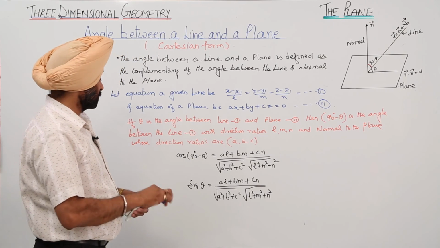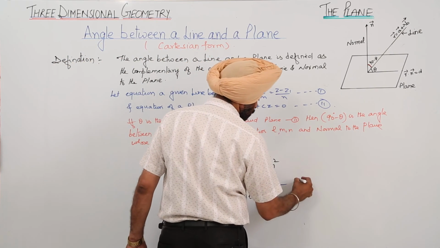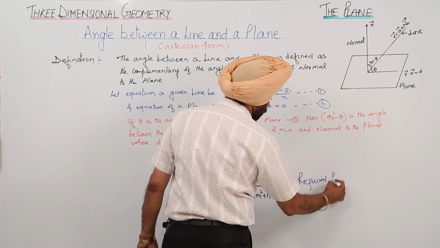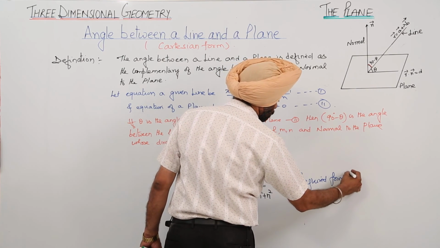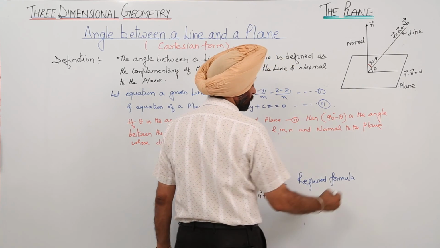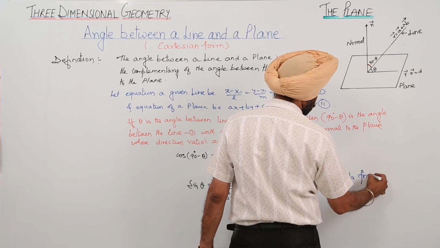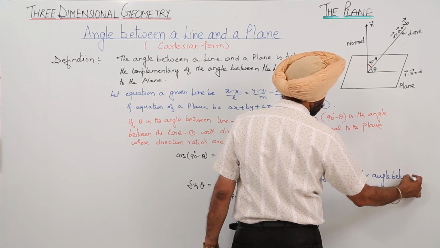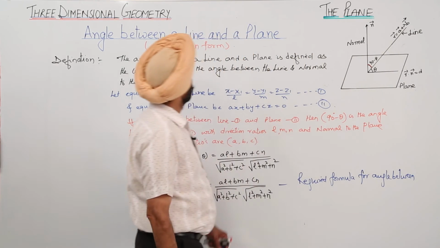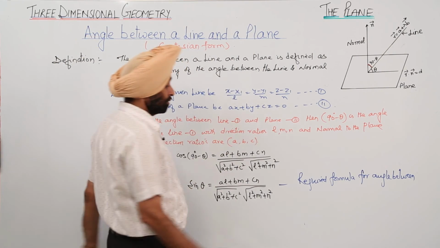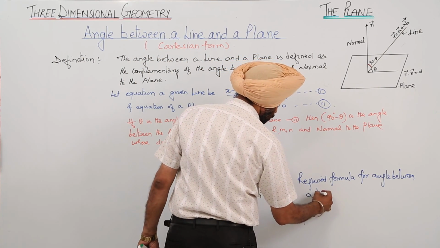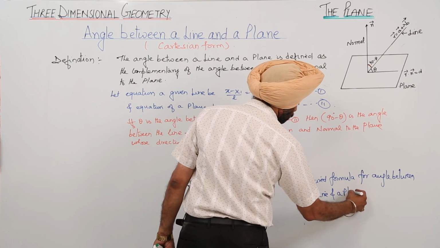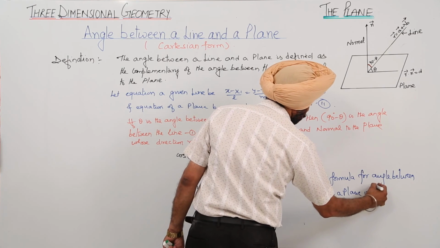Now, this is the required formula for the angle between a line and a plane in Cartesian form.